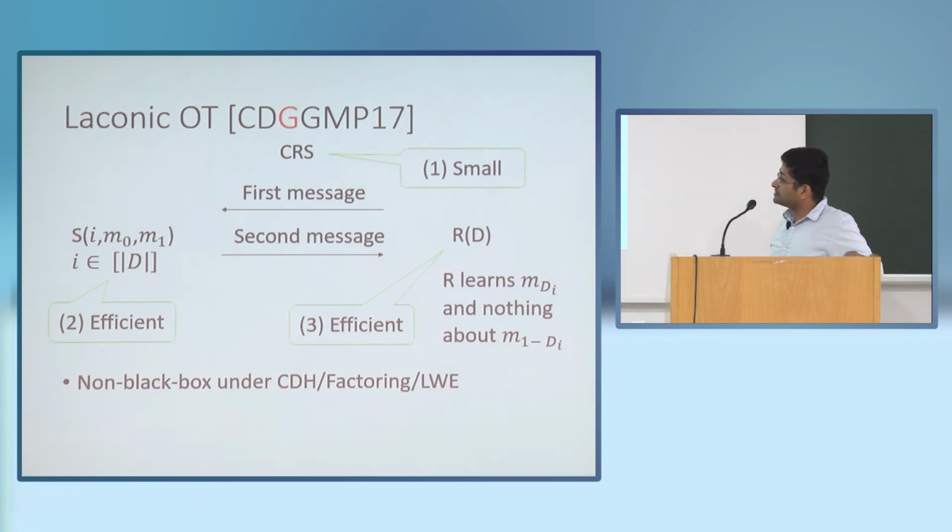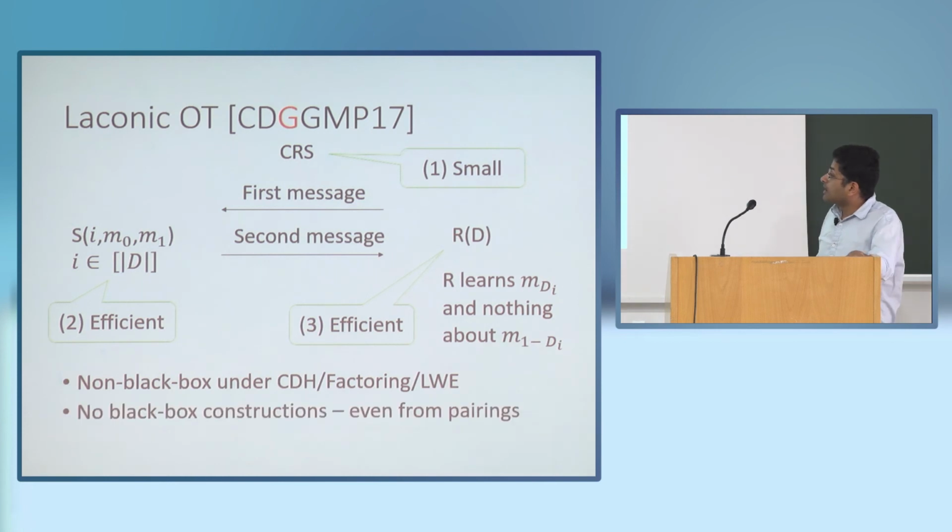So the negative result to hope for here, or the first result, which would probably also be the easiest to get, is to prove that you can't do this in a black box way from DDH or the generic group model. And even from pairing we don't know. Note that many of the applications of Laconic OT are known in a black box way from pairing, for example identity-based encryption. So there is hope, but it doesn't seem to work out. So ruling this out is interesting.